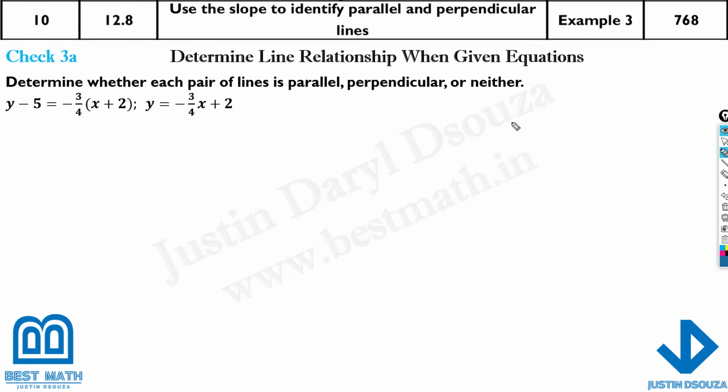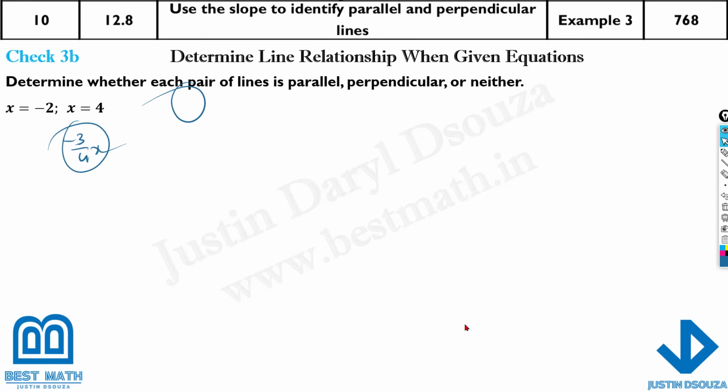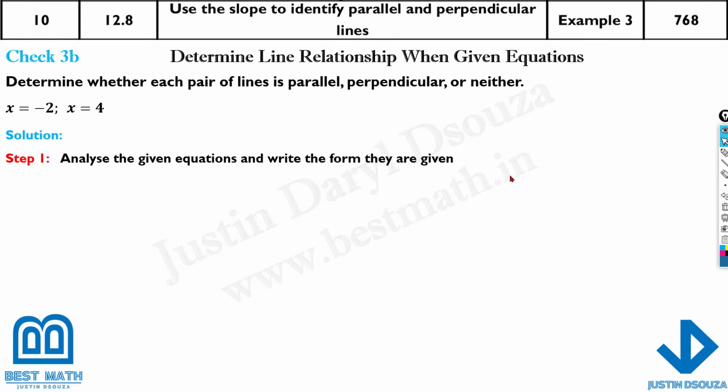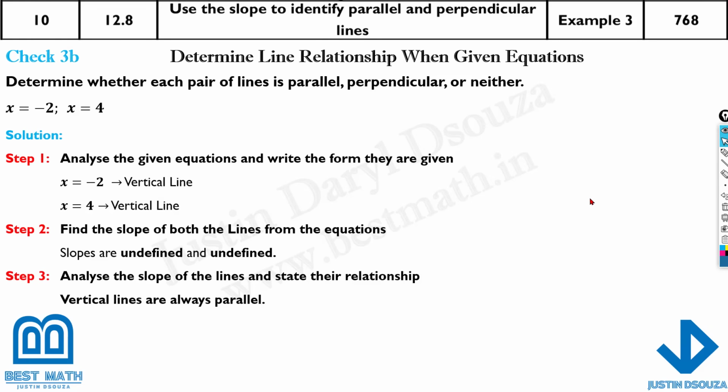Now look at this one. Here I'm just going to look at the slope. It's minus 3/4 x, and over here we did this at the beginning. Yes, they are parallel to each other because of the same slopes. That's the answer. What about this line? These are also parallel. We did it at the beginning. They are two vertical lines at minus 2 and 4, and they're parallel to each other. Vertical lines are always parallel. If it was vertical and horizontal, it'll be perpendicular.